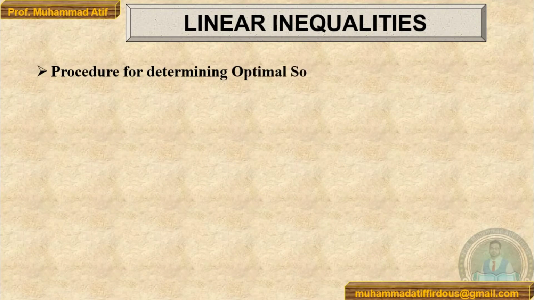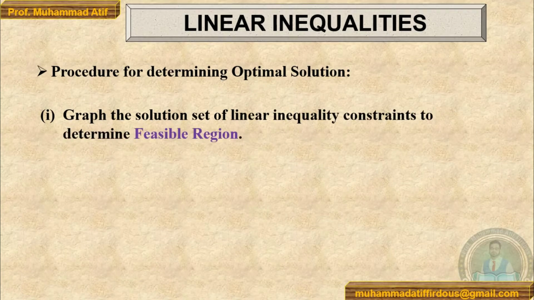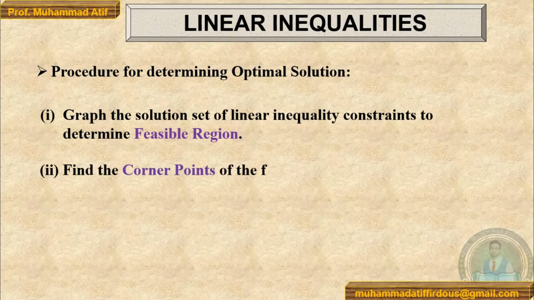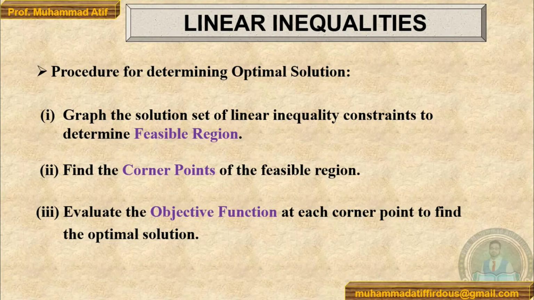So, the procedure for determining optimal solution. First, graph the solution set of the linear inequality constraints to determine the feasible region. Second step is to find the corner points or vertices of that feasible region. And the last step is to evaluate the given objective function at each corner point to find the optimal solution, whether it is maximum or minimum. So these are the 3 points which I'm going to focus on in our next word problem.